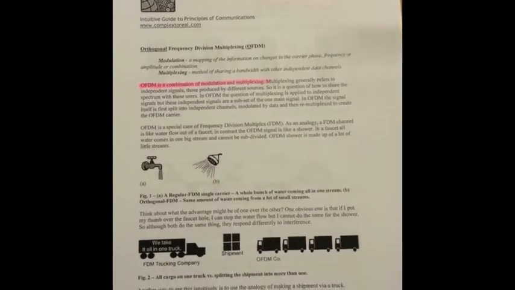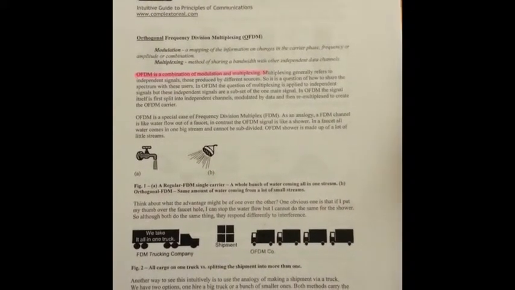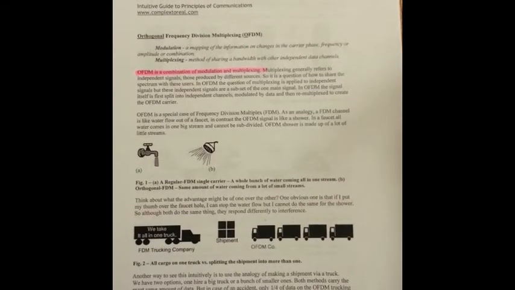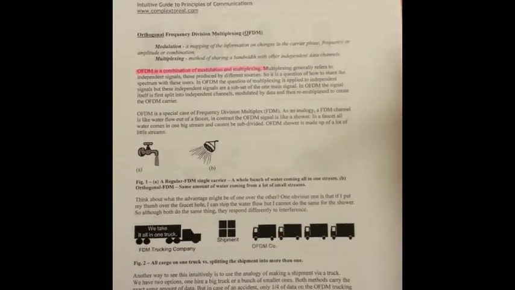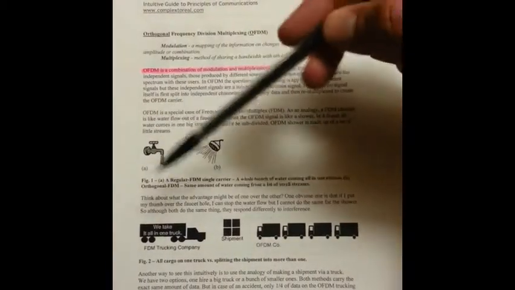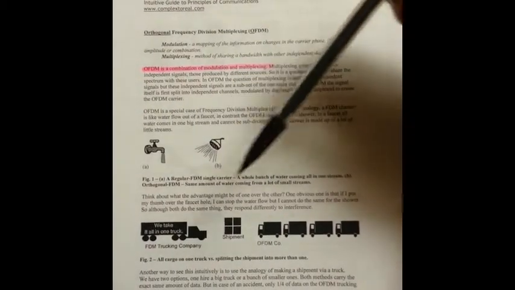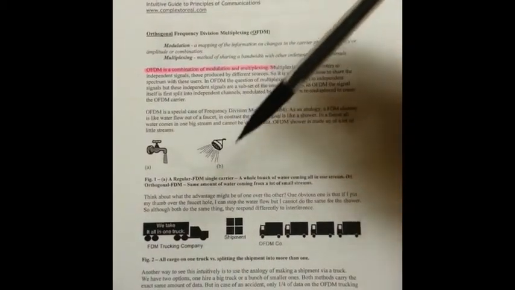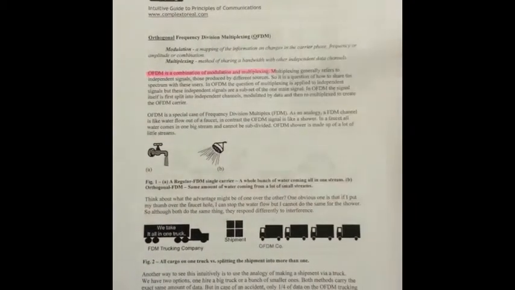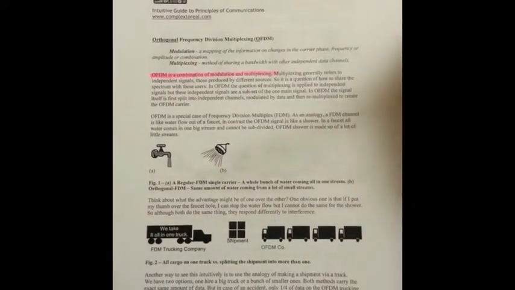Alright, OFDM stands for Orthogonal Frequency Division Multiplexing, and the idea behind this is to combine modulation and multiplexing into one idea. The good thing with that is, the analogy they use is, instead of having a faucet with just one constant stream of water coming out, you have a shower head with multiple streams of water coming out. So if something were to happen, like you plug your finger over the hole, you wouldn't lose all of your data, you would just lose one little stream of water.